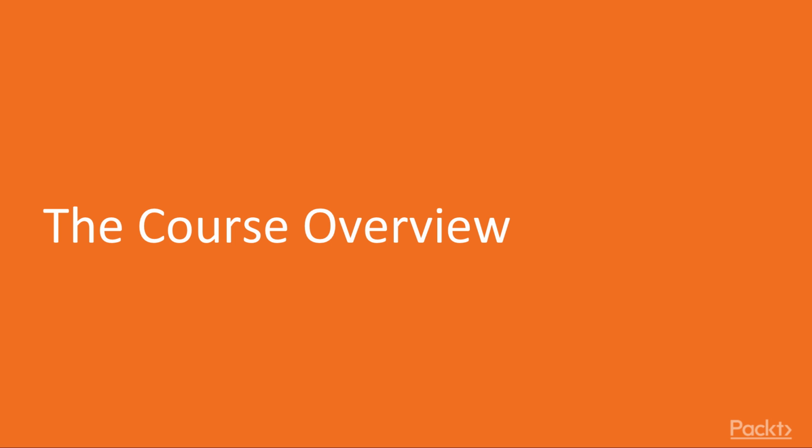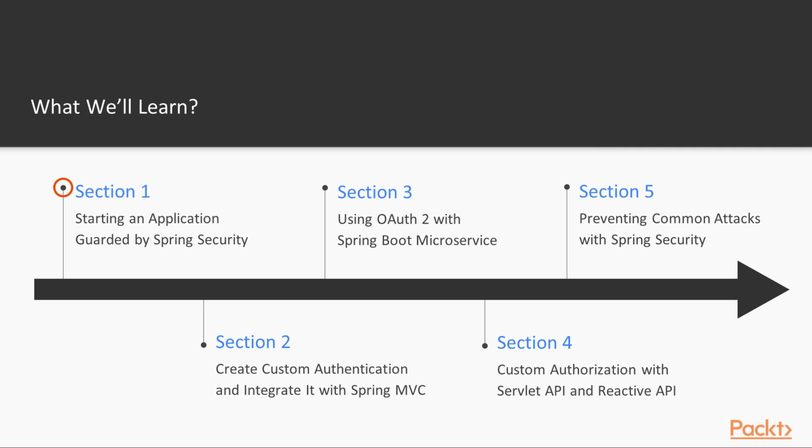So let's see what we will learn throughout this course. We'll start from creating an application guarded by Spring Security. So we'll set up an application and security context. In the second section, we'll be creating custom authentication that stores credentials in a database. In the third section, we'll be using OAuth 2 with Spring, so we'll see how to configure the OAuth protocol and we'll also understand its flow.